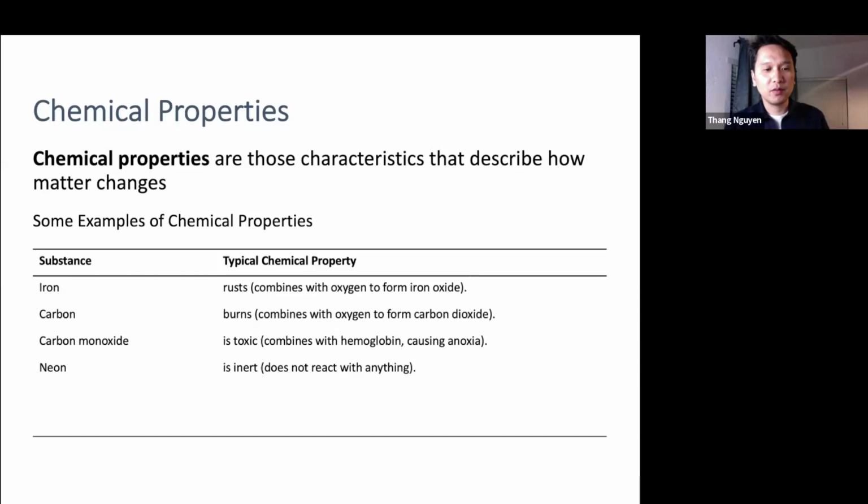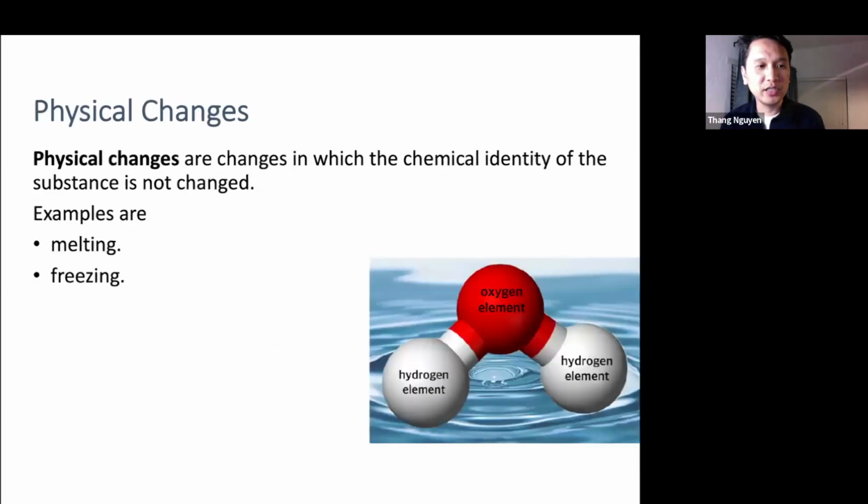How about another substance called carbon monoxide? What is its chemical property? Well, it is toxic, right? And why is it toxic? Well, its chemical property is that it combines with hemoglobin, therefore depriving you of oxygen. Lastly, here we have neon. Its chemical property is that it's inert, meaning it doesn't react with anything, right? So all of these have chemical properties, and chemical properties are linked with chemical changes.